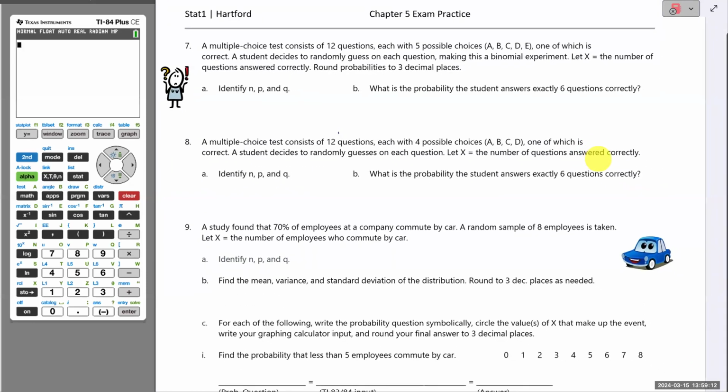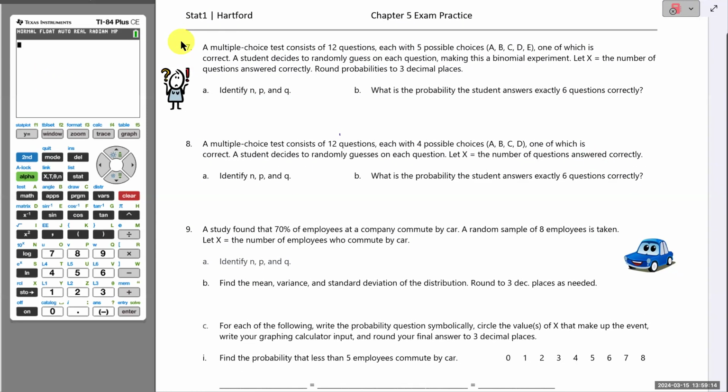All right, so we have a multiple choice test that consists of 12 questions, each with 5 possible choices, A, B, C, D, E, one of which is correct. A student decides to randomly guess on each question, making this a binomial experiment. So let me identify these variables before we keep going.